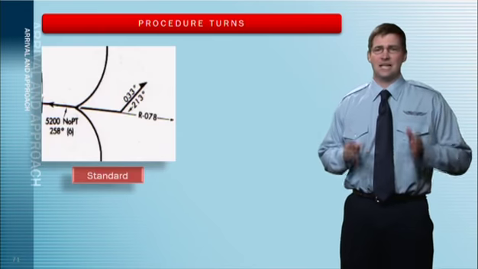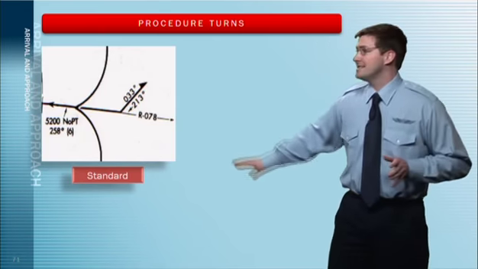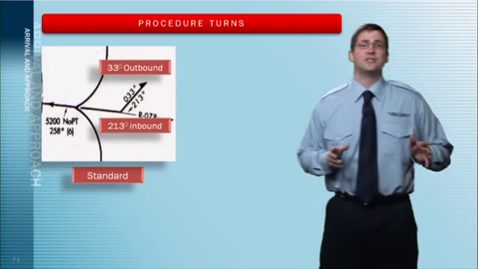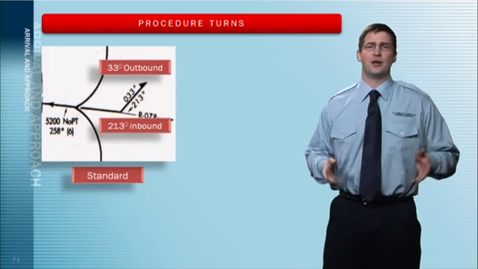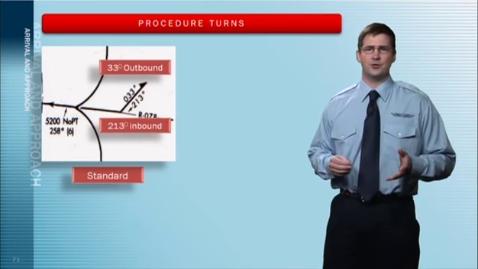Let's look at a standard procedure turn first. You can see that right here. See this barb with these headings? You see that right here? Those headings instruct the pilot to fly 033 degrees outbound and 213 degrees inbound on the approach.